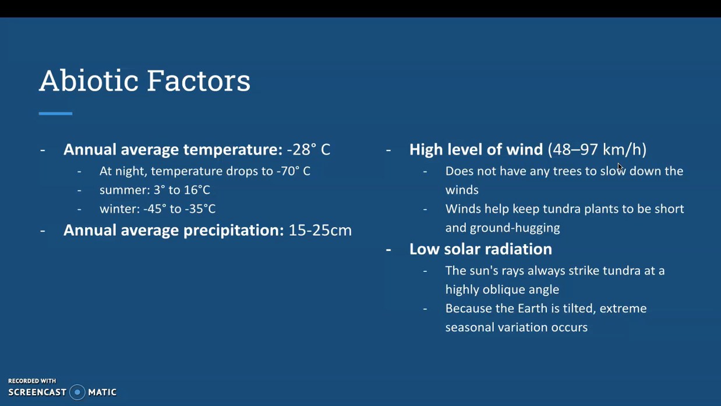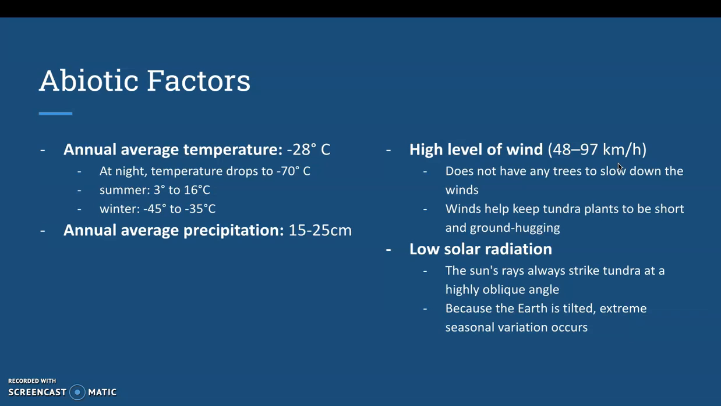Abiotic factors: the annual average temperature of tundra is -28 degrees Celsius. At night, temperature drops to -70 degrees Celsius on average. In summer, it's from 3 to 16 degrees Celsius. In winter, it's about -45 to -35 degrees Celsius. It shows that there's a huge difference between day and night temperature and summer and winter temperature.